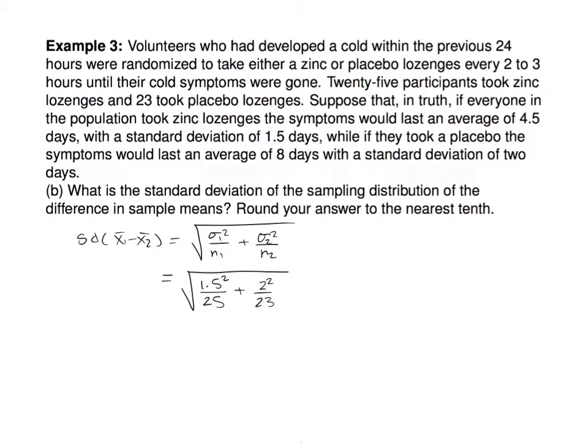Technically, it doesn't matter which of those fractions you put first, but the 25 has to go under the 1.5 squared, and the 2 has to be paired with the 23. All right, this should give you approximately 0.514, but we're going to round to the nearest tenth, so that's about 0.5. When you put this in a calculator, just make sure that you have parentheses around the stuff inside the root sign so it all gets rooted.